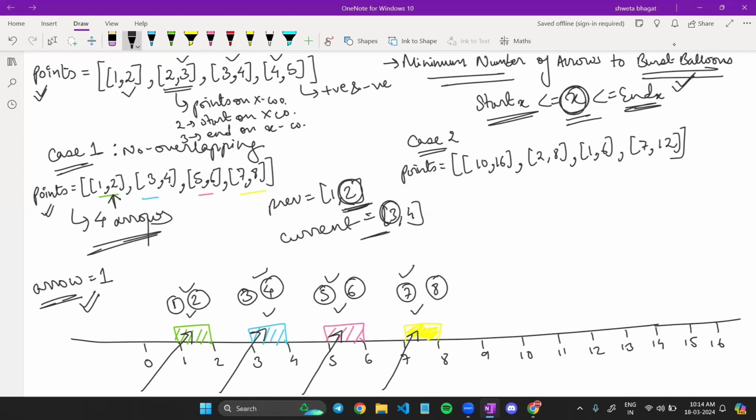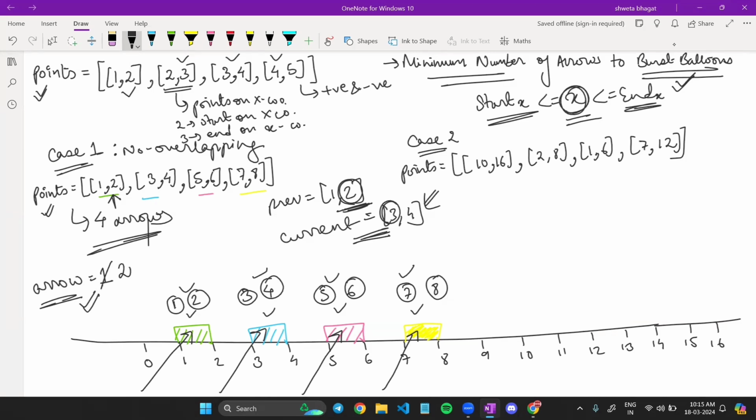Because you can see in the constraint that at least we will have 1 interval given in this points, okay? So since we have found out that these two intervals have nothing in common, what does it mean? It means that we will require a separate arrow to burst this balloon, correct? To burst the current balloon. So what we will do, we will increment the arrow.